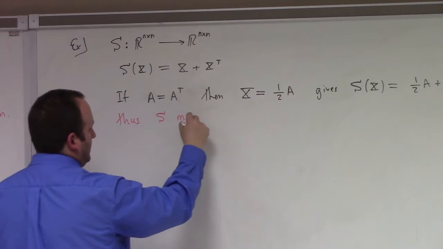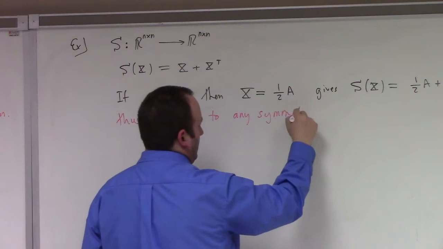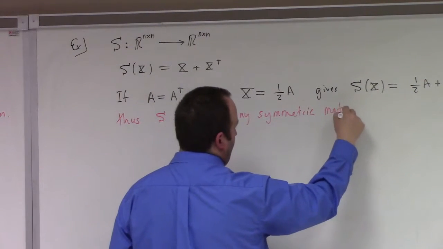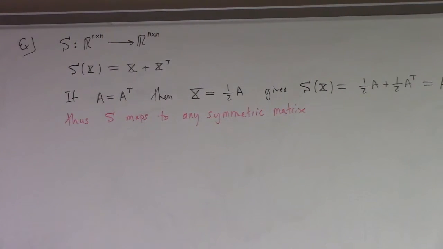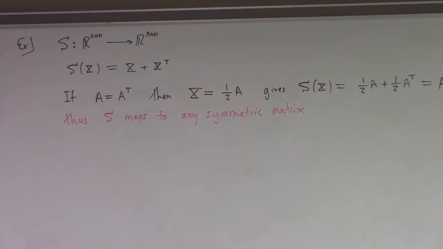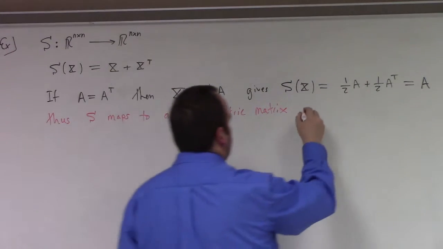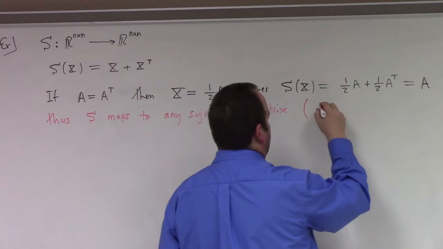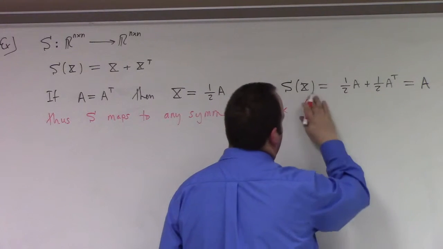S maps to any symmetric matrix, right? Any symmetric matrix you like, I can find an n by n matrix which maps to it. How would I know that the range is equal to, in other words, I've proved what? Like symmetric, so what does that say?